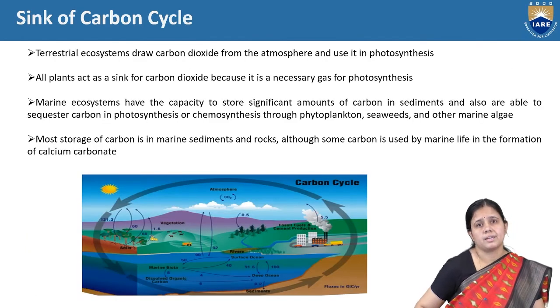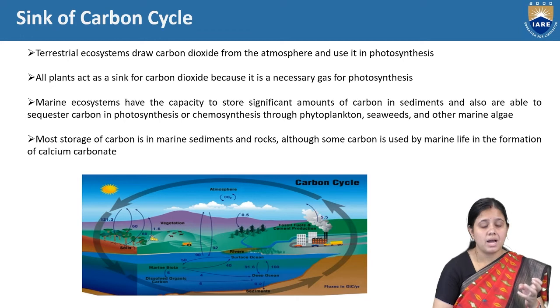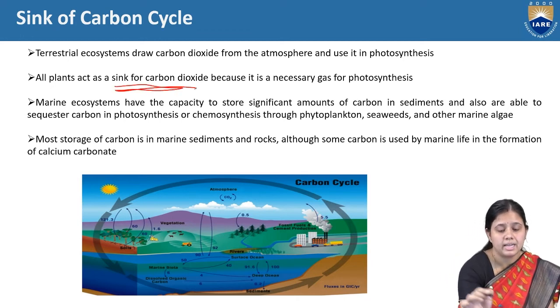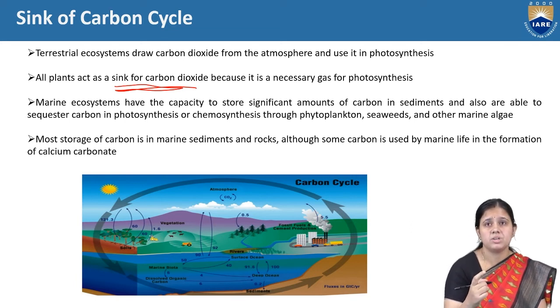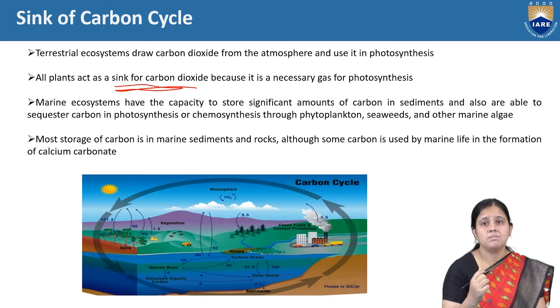Now the sink of the carbon cycle means the storage of carbon, where this carbon is present on the earth's surface. First of all, terrestrial ecosystems draw carbon dioxide from the atmosphere and use it in photosynthesis. All the plants are a sink for carbon dioxide, because it is a necessary gas for photosynthesis. So the major sink for the carbon cycle is the plants. The plant stores this carbon, and for photosynthesis the plant uses this carbon, which is very necessary for the plant.